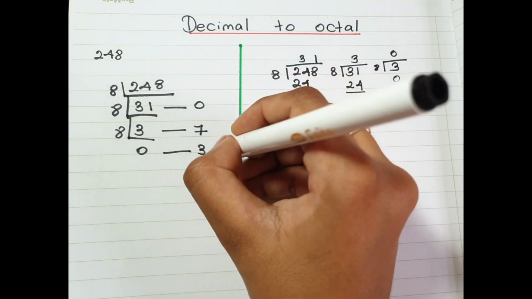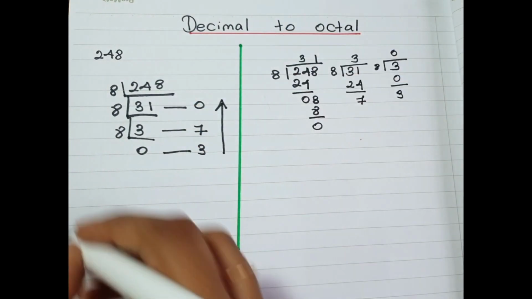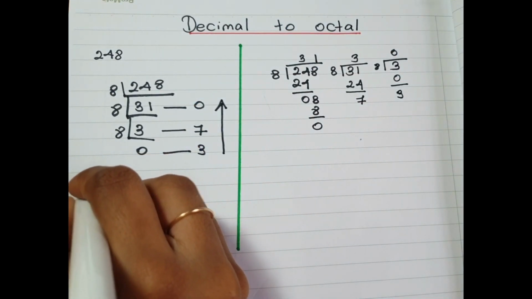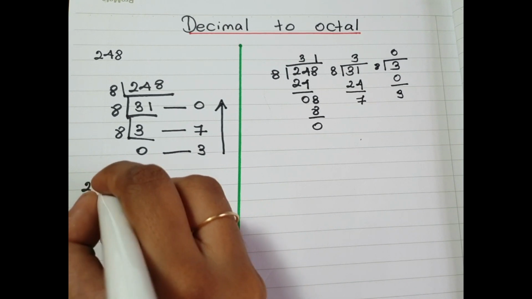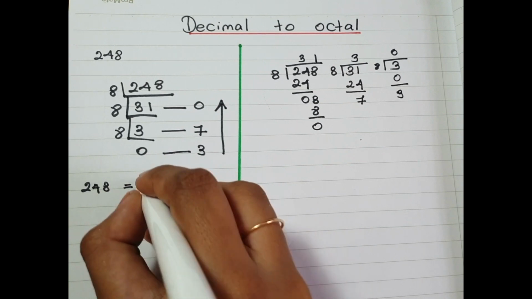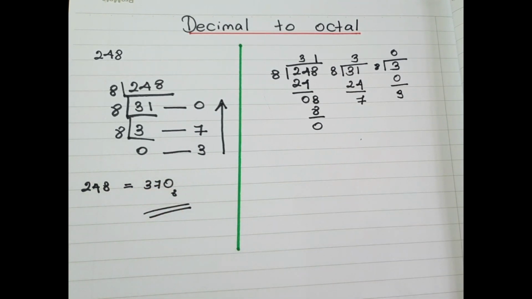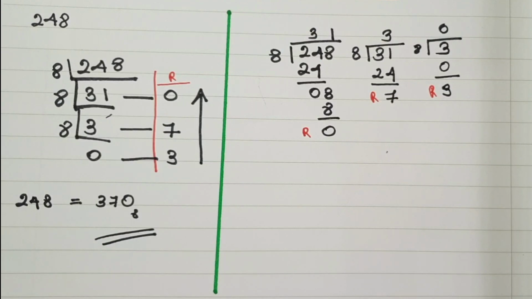Now you have to write this number string from bottom to top. So the octal conversion of this decimal 248 will be 370 base 8. I will quickly explain that again.